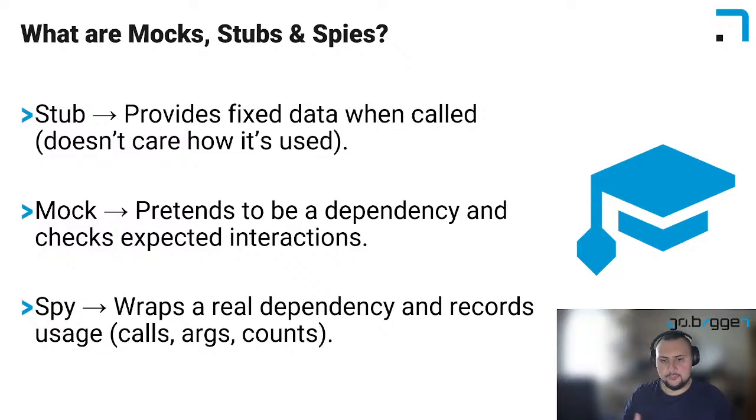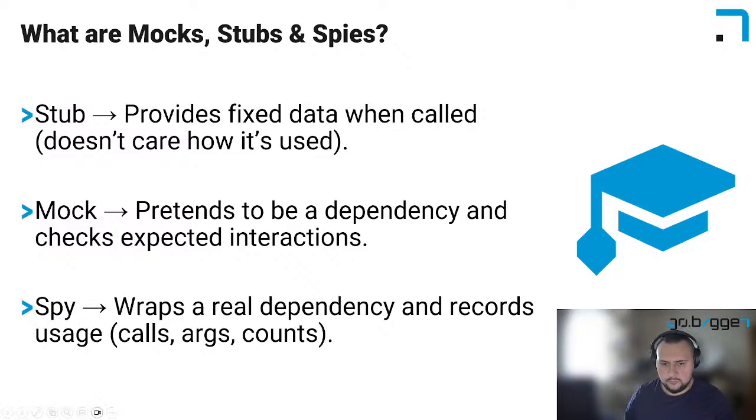Contrary to that, we have the mock that pretends to be a dependency and checks expected interactions. In this case, we don't just replace the dependency, we set expectations. What does that mean? For example, in a payment flow test, a mock, let's call it example service, should be called exactly once with the correct subject. The purpose is that we check the behavior of the code and not just the result of it.